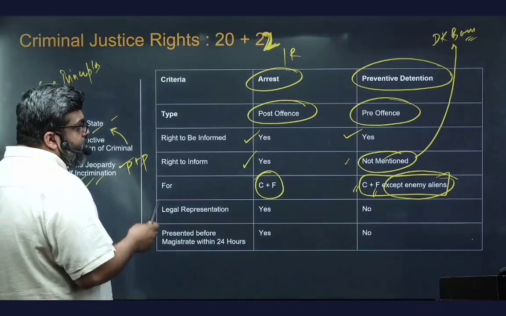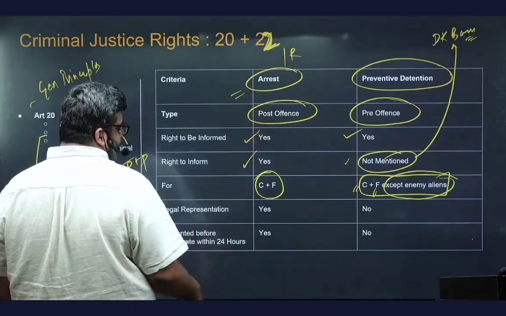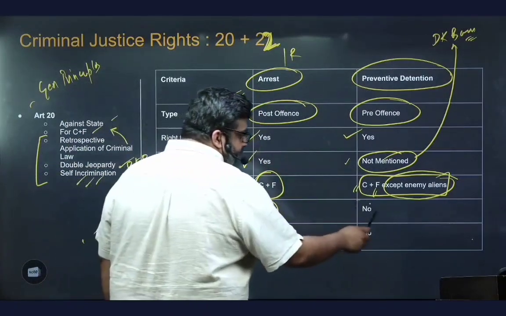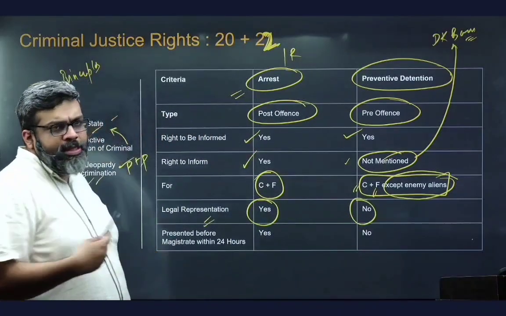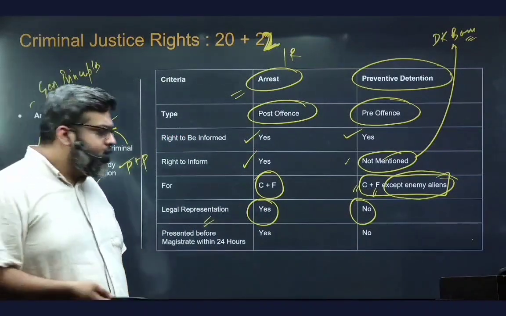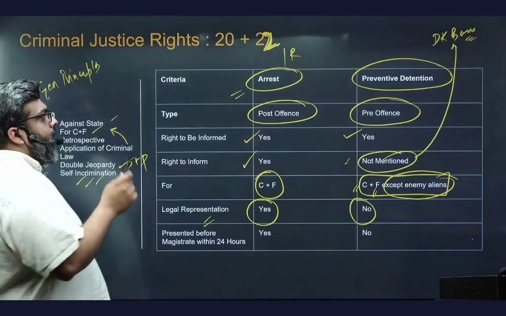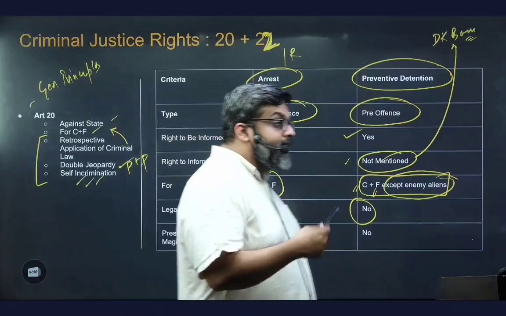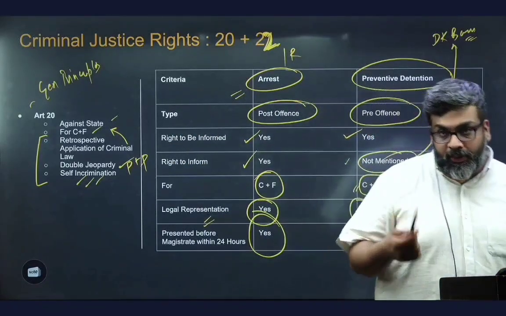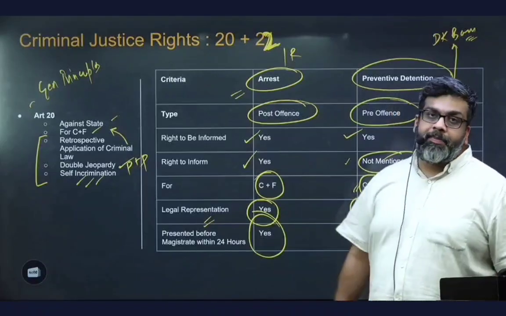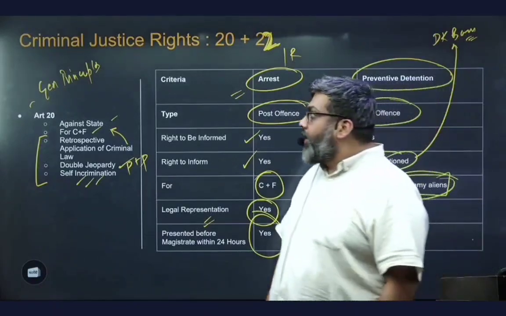Now, another crucial difference. If you've been arrested, you have the right to legal representation. But if you've been preventively detained, you don't. Can you challenge your preventive detention order? Yes. But you have the right necessarily to a lawyer? No. If you've been arrested, you have the right to be presented before a magistrate within 24 hours. Now, you don't have that right if you have been preventively detained.